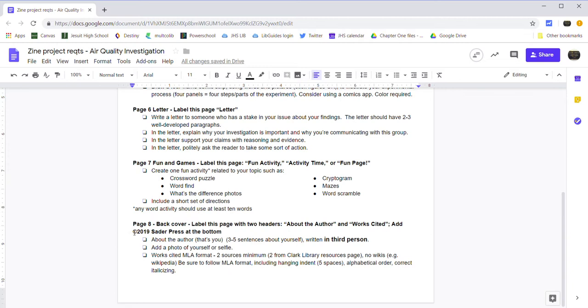All right. At the very bottom, copyright 2019 Seder Press. You just write that. You can write it by hand. You can type it and paste it in there, whatever. And then your zine will be complete.